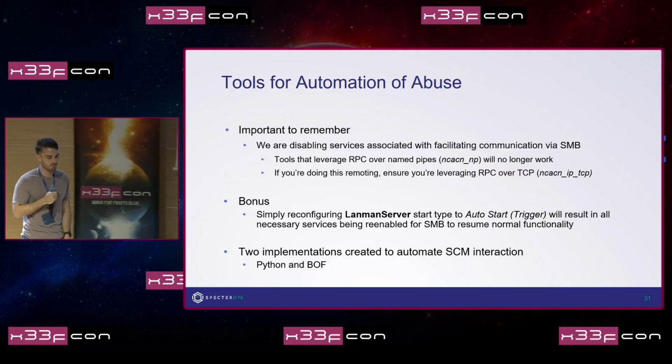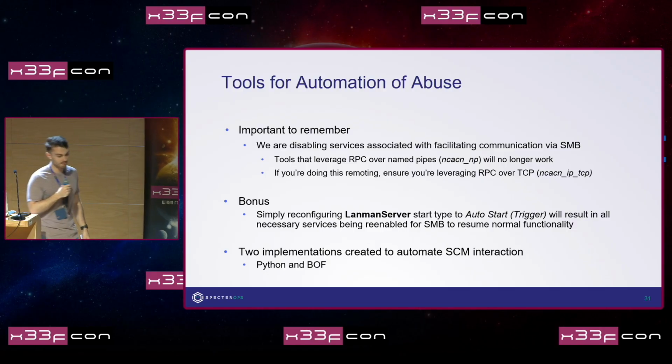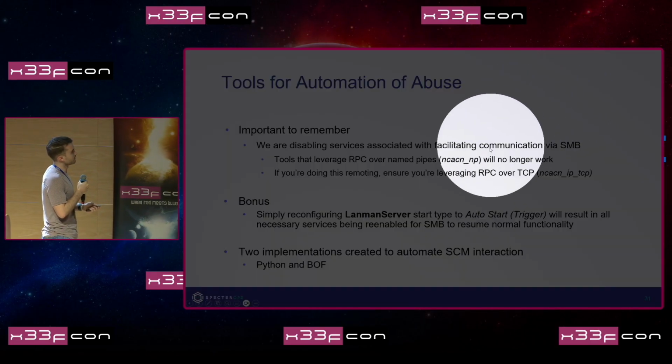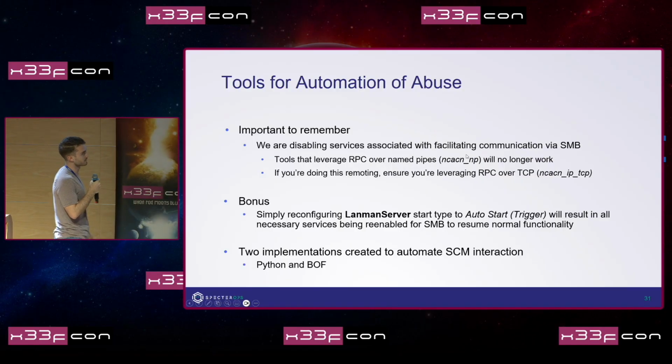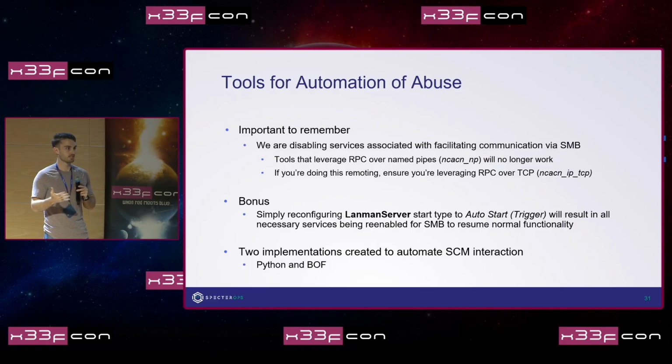First of which would be, however you're interacting with the service control manager, it's important to be mindful of how you're interacting with it. And what I mean by that is a lot of tools, especially offensive security related tools, will default to leveraging named pipes for communication with things like the service control manager, or this npcacn_np representation of RPC communication. It's important to remember that when we're disabling these services, you're disabling the things that allow you to communicate over named pipes or SMB communication.